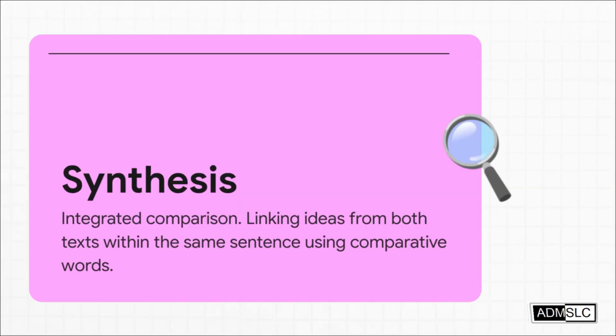Okay, here it is. This is the golden rule. Synthesis is not about writing a bit about source A and then writing a bit about source B. No, it's about weaving them together. Think of it like an integrated comparison. You're linking ideas from both sources inside the very same sentence using those all-important connecting words.